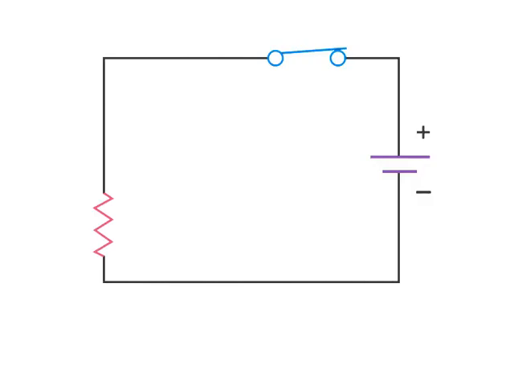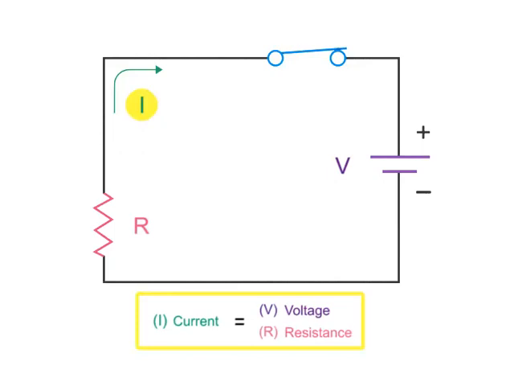Ohm's law is the relationship between current, I, voltage, V, and resistance, R. Ohm's law states that current is directly proportional to the voltage and inversely proportional to the resistance in a circuit. This means that when you increase voltage and keep resistance constant, current flow increases. As resistance in a circuit increases and voltage remains constant, the current flow decreases.